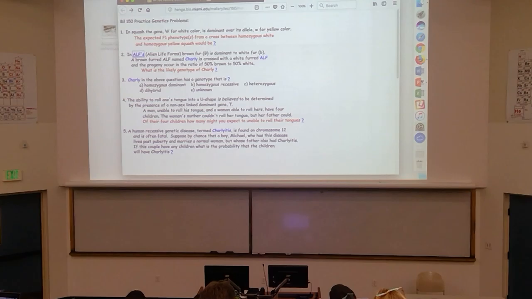Okay. Alf with brown fur dominant to white fur. A brown fur Alf named Charlie is crossed with a white fur Alf. And the progeny occur in a ratio of 50 to 50. What's Charlie's genotype? Did you do it?